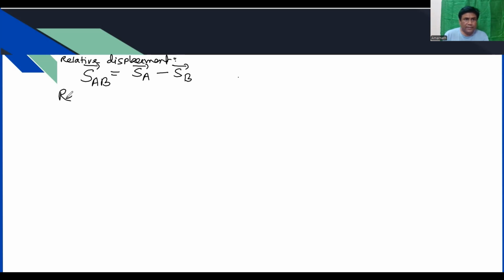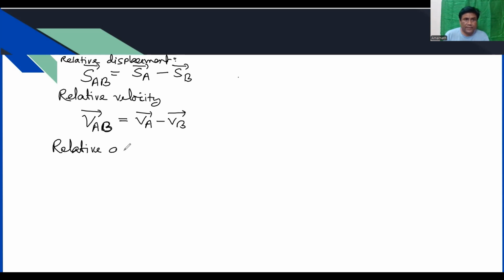Similarly, relative velocity. It will be the velocity of A with respect to B, where B is the observer. Whatever I have written in the second position is the observer. So it is equal to the velocity of A minus the velocity of B. And similarly, relative acceleration. It will be the acceleration of A with respect to B, which is nothing but the actual acceleration of A minus the actual acceleration of B.